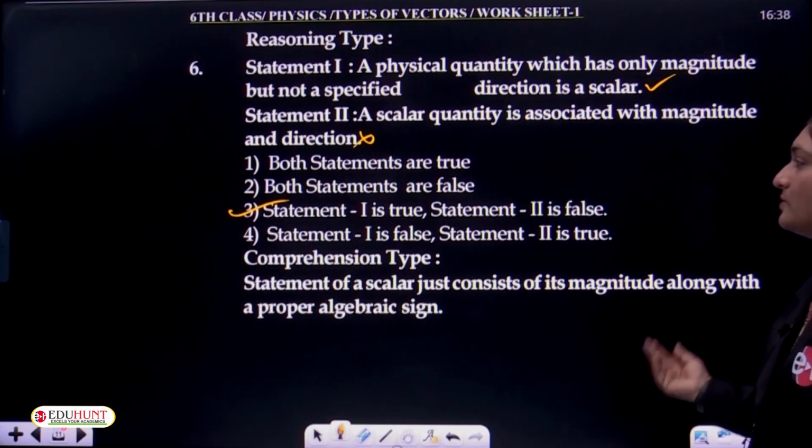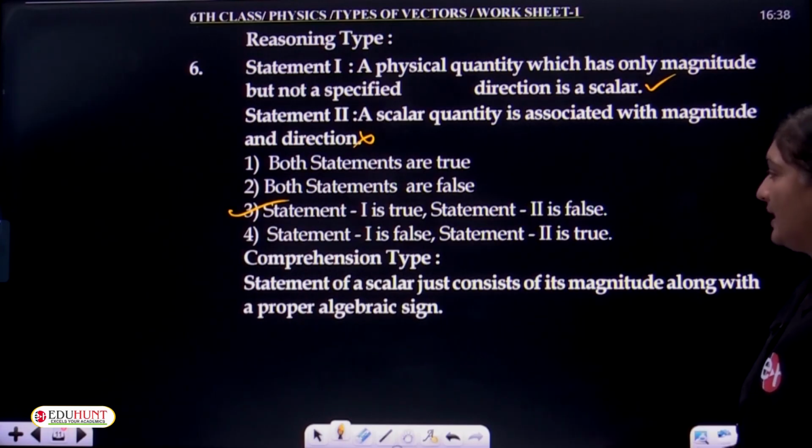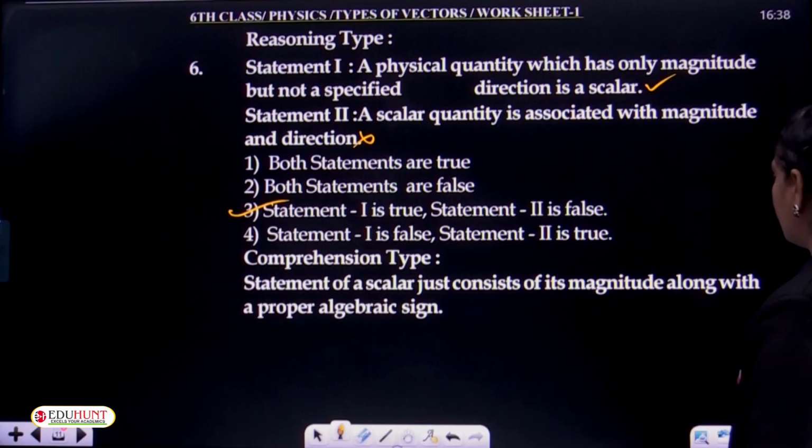Moving ahead with the next one, comprehension type. Statement of a scalar: it just consists of its magnitude along with a proper algebraic sum.